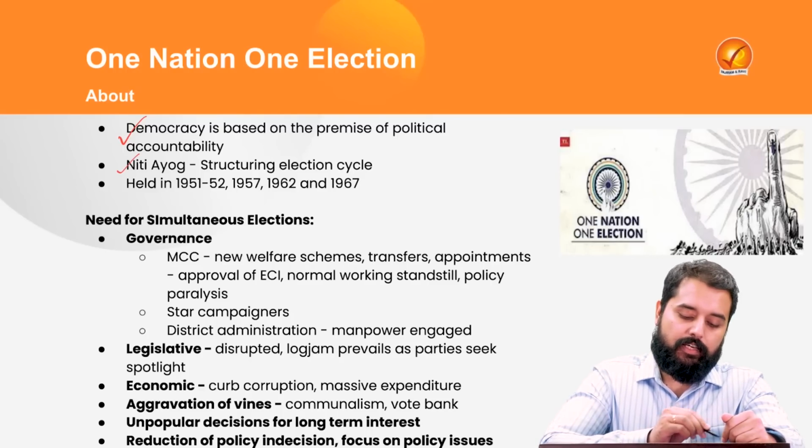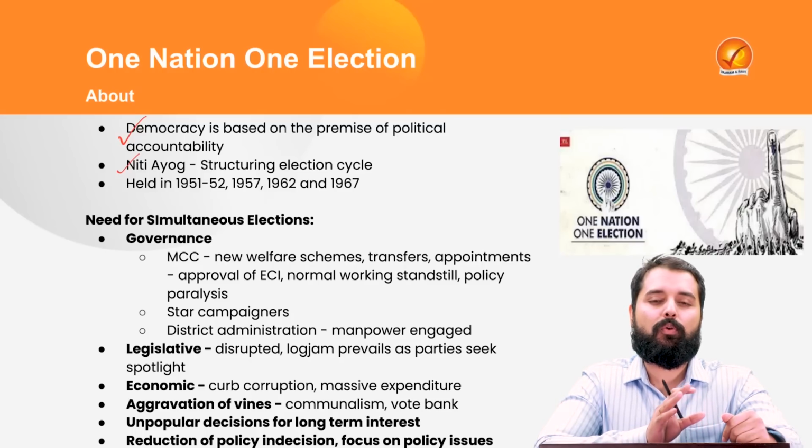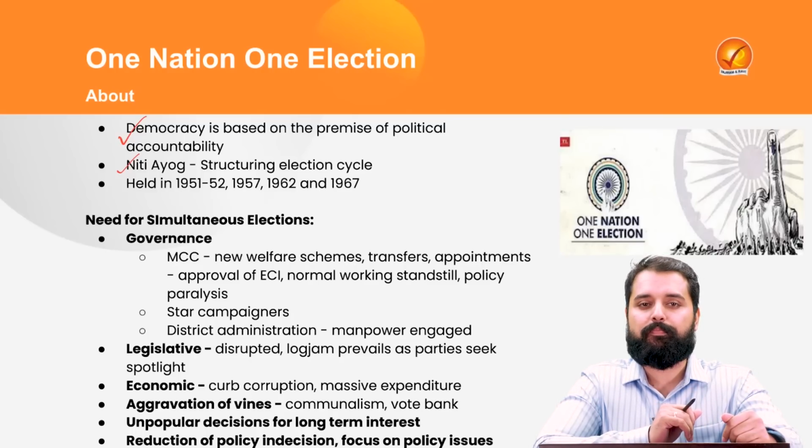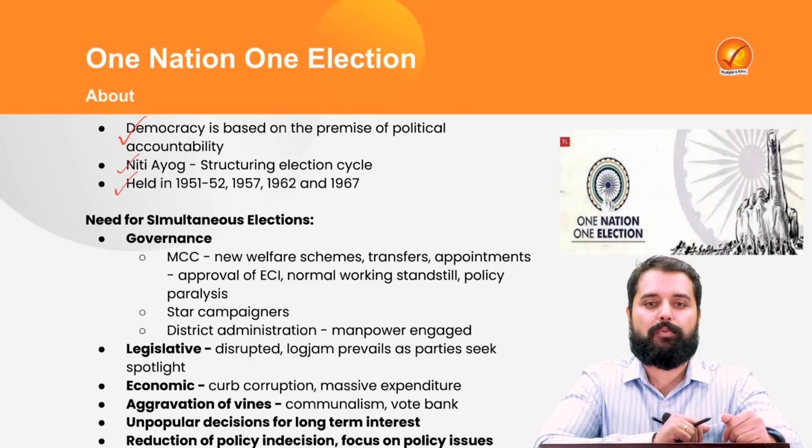Niti Aayog defines simultaneous elections as the structuring of the Indian election cycle in such a manner that the elections for the Lok Sabha and the state legislative assemblies are conducted simultaneously. Such should be the scheduling. Earlier also simultaneous elections have been conducted in India. For example, they were held in 1951, 57, 62 and then 67 also. But post 1970s, the simultaneous elections could not be conducted because of the premature dissolution of certain state legislative assemblies, etc. Now there is a call for again implementation of simultaneous elections in India.